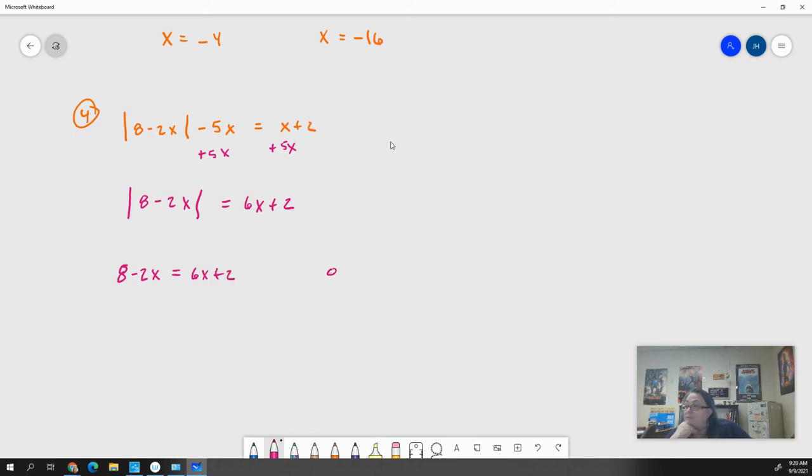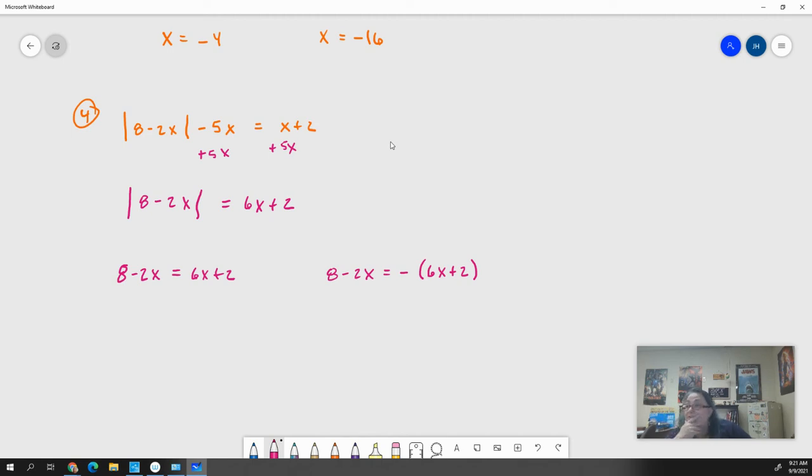This one is going to be 8 minus 2x equals negative. And I'm going to put this whole thing in parentheses because I have to apply that negative to both parts, right? I can't just apply it to the front and write 6x plus 2, because it's got to apply to the 6x and it's also got to apply to the 2. Does that make some sense?